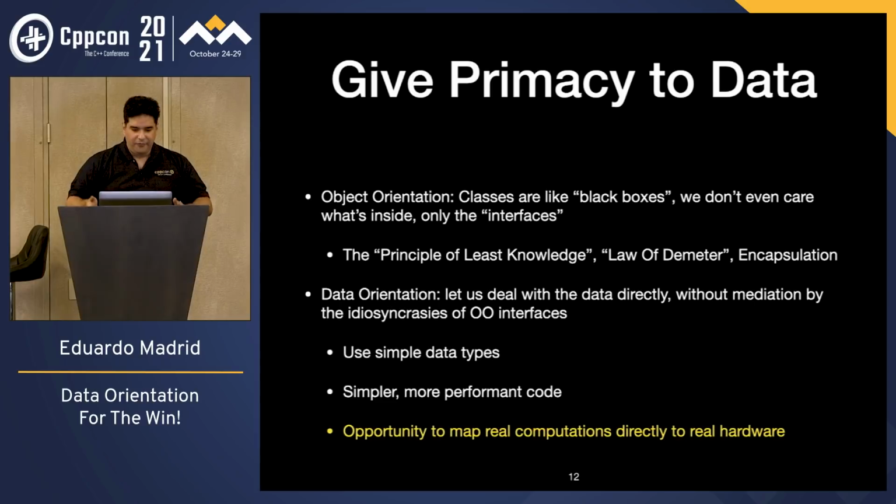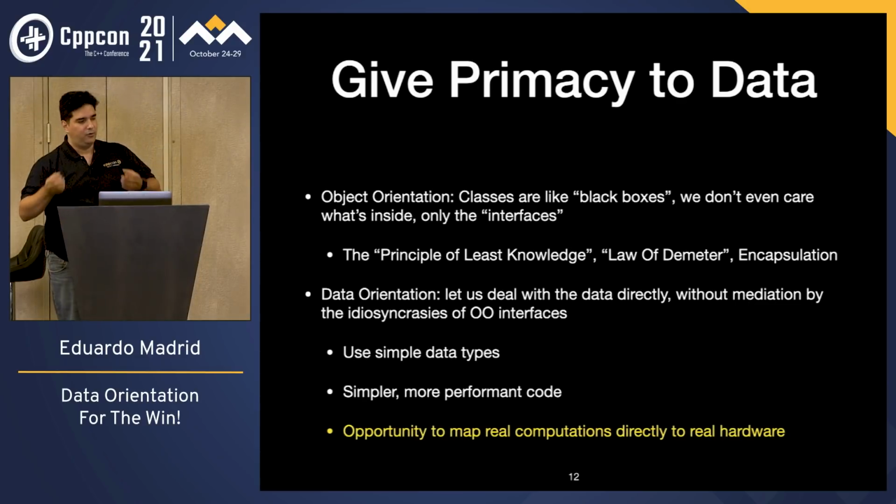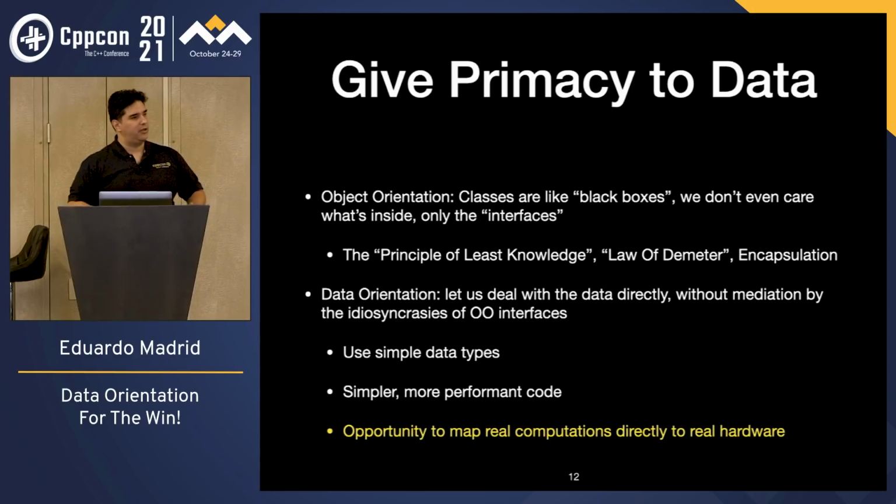Okay, what is the fundamental tenet? Data orientation is to give primacy to the data, to the processes on the data, the computations that you're going to be executing on data. That contrasts to our normal attitude, which is, for example, the classes are black boxes, and we don't even care what's inside. We should not care. We care about only the interfaces, right? We have articulated this in many different ways. There's the principle of least knowledge, the law of Demeter, and so on. I am just going to summarize using one word. It's not perfect for it, but I need only one word, which is encapsulation.